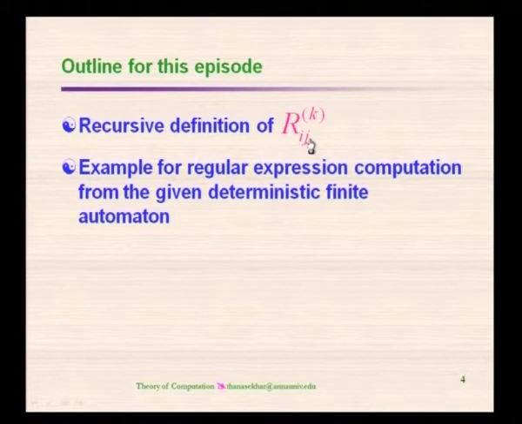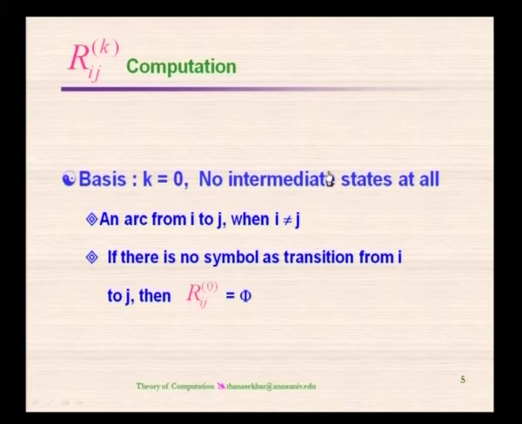In this lecture we are going to have the complete recursive definition of the notation R_ij^k, and once this R_ij^k is defined, it is possible to convert any given deterministic finite automata into its equivalent regular expression. Let us see the initial stage. Since it is going to be a recursive formulation, we need to find out what the basis is.